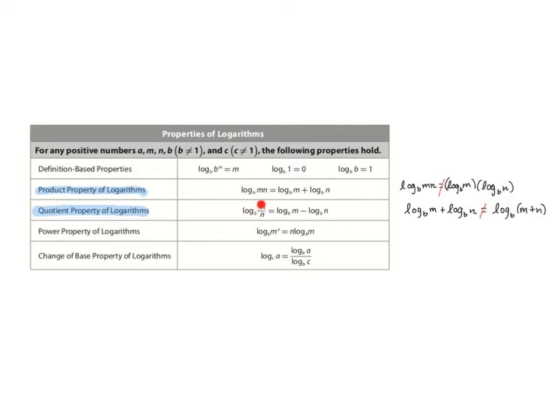Now for your quotient property, it's very similar, but instead of having a product, we now have a quotient here. So log base b of m divided by n. You can expand it into two separate logarithms by saying log base b of m minus log base b of n. So notice the number that was in the denominator becomes the negative logarithm. The number that was in the numerator becomes the positive one. Again, try to avoid these common mistakes when you're condensing or expanding. Again, the base must be the same. It's base b all the way across.